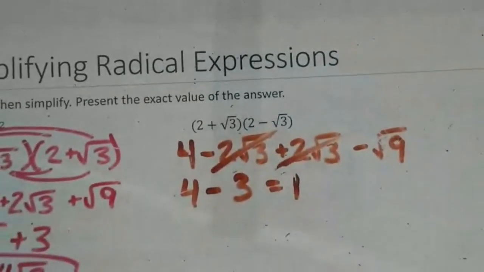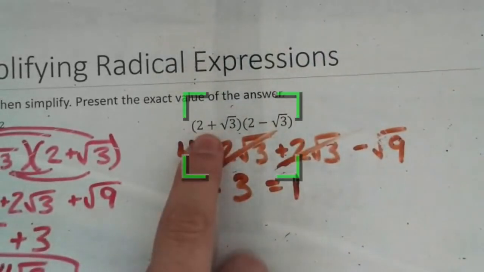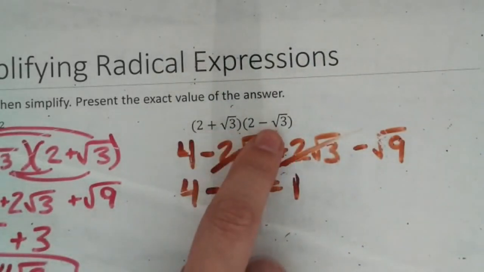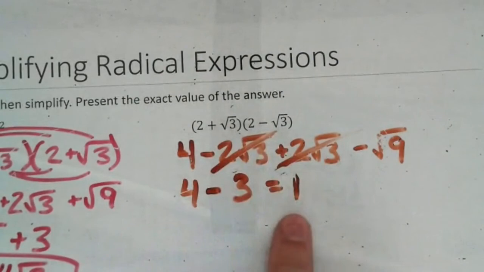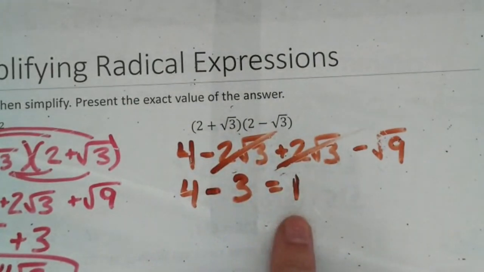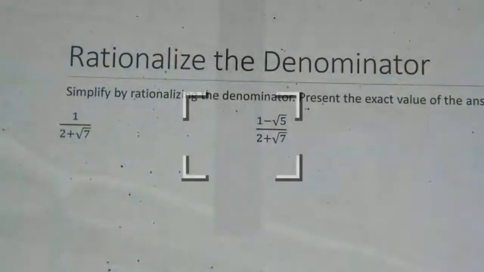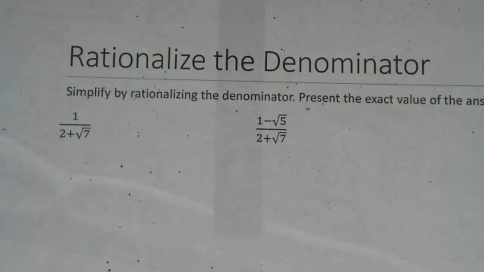So I want to take us back a couple of examples. We multiplied 2 plus the square root of 3 times 2 minus the square root of 3, and we just got a whole number. So we're going to try that here. What we're going to need is the idea of a conjugate.